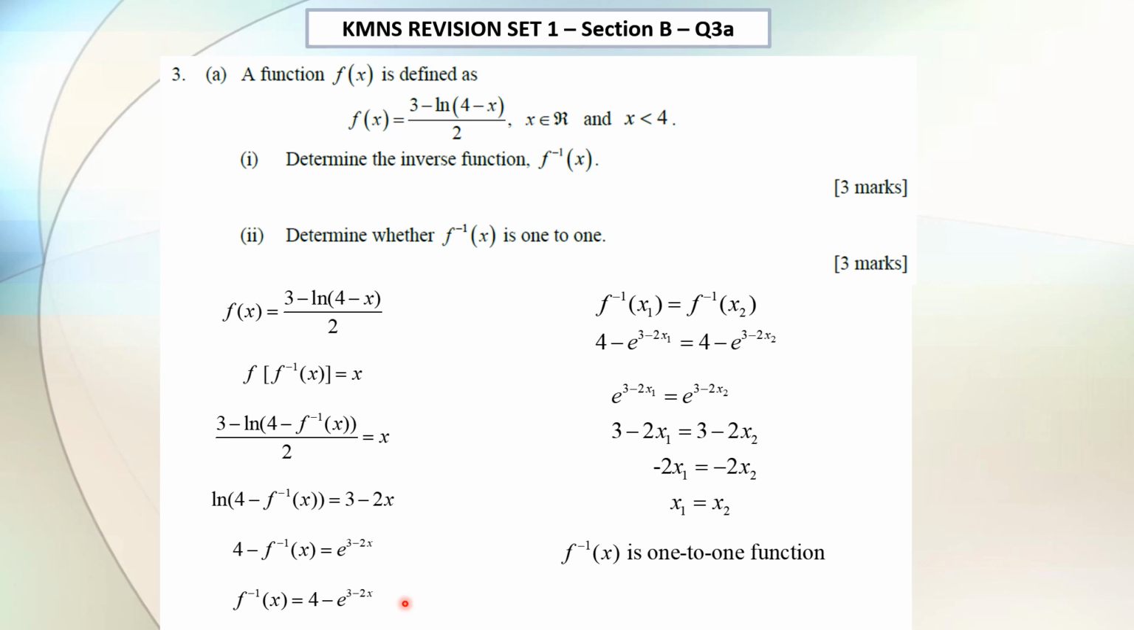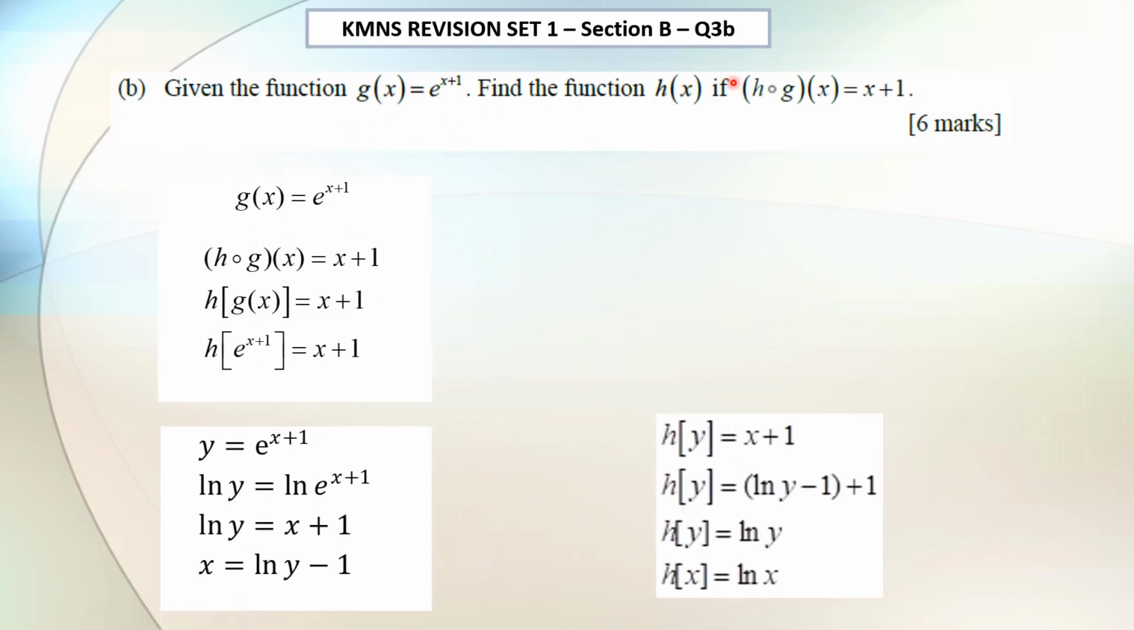Next, it asks you to determine whether the f inverse x that you got just now is a one-to-one function. There are two ways of determining a one-to-one function. It's either using the algebraic method or using the graphical method of horizontal line test. It's easier if we use the algebraic method like this, and then you get x1 is equal to x2. So we say that f inverse x is a one-to-one function.